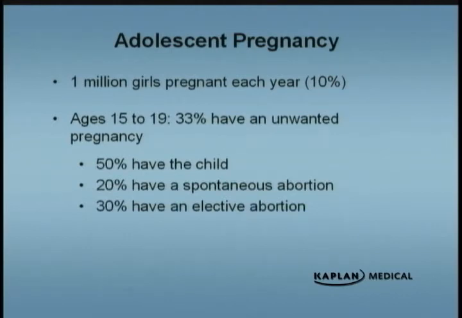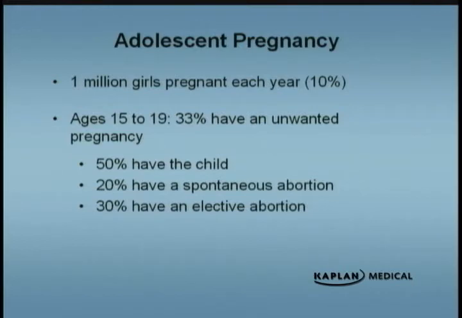As they travel from age 15 to 19, roughly 1/3 of all teenage girls will have at least one unwanted pregnancy. So, when they have this pregnancy, what are the consequences? Well, half will actually give birth to the child. 20% spontaneous abortion. They simply abort the way sometimes, unfortunately, happens with pregnancy. The remaining 30% will get an elective abortion.